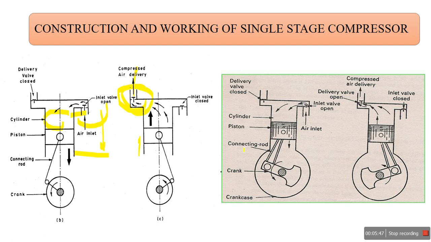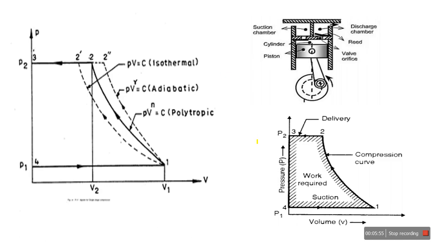Go through the construction and working again, and go through the diagrams. Now, the working of a single stage compressor on the PV diagram. Now see the working on a PV diagram. When the piston is at TDC here, and this is BDC, the piston moves from TDC to BDC.